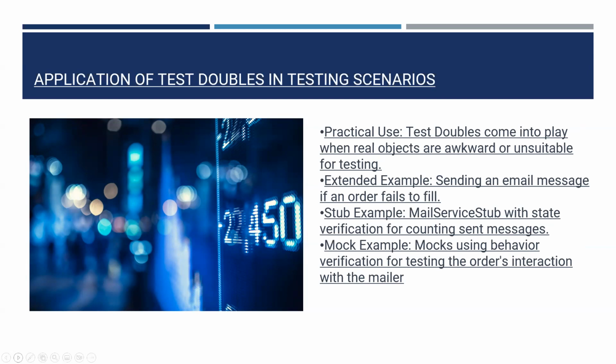Applications of test doubles in scenarios. The practical use of test doubles comes into play when real objects are awkward and unsuitable for testing. So the extended example here is sending an email if an order fails to be filled. That's an application of it. A stub example is a mail service stub with a state verification for counting sent messages. And then the mock example is using a mock's behavior verification for testing the order's interaction with the mailer.